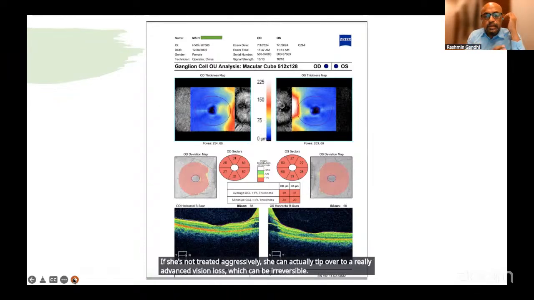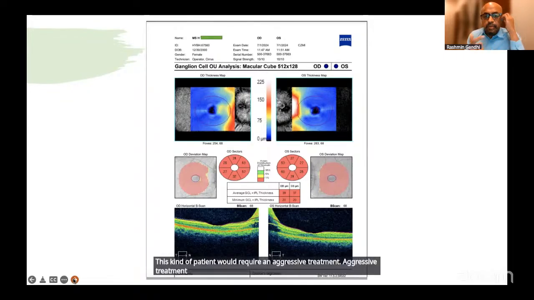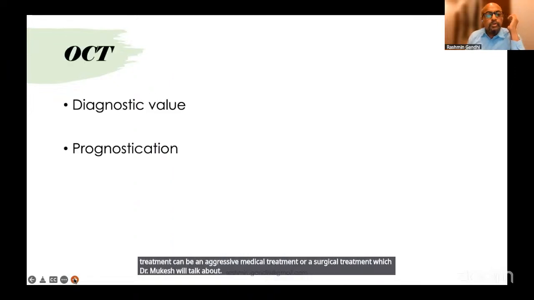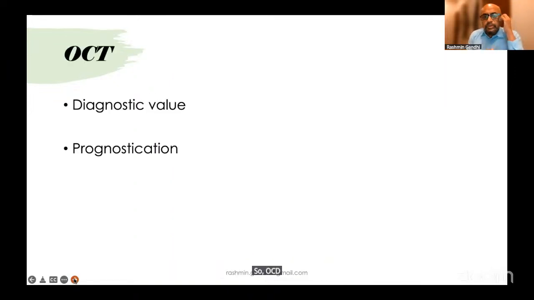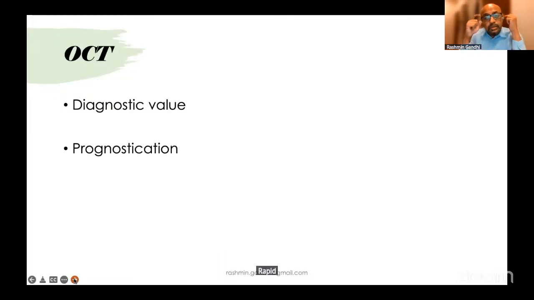So this kind of patient would require an aggressive treatment. Aggressive treatment can be an aggressive medical treatment or a surgical treatment, which Dr. Mukesh will talk about. I also want to say that in compression, we're talking about compression of the optic nerve because of fluidic pressure like raised ICP, papilledema. OCT has now a huge role to play. It has a diagnostic value.